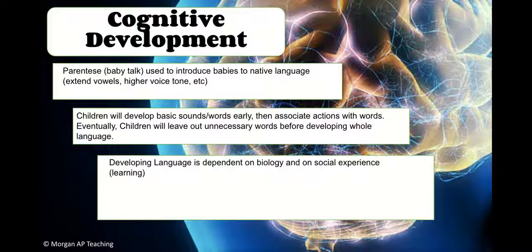Let's talk about cognitive development. So a little bit. Some of the things that we do as humans in terms of parenting, we may do automatically, but has some root in brain development, cognitive development. Parentese, as it's called, right? Baby talk. When talking to a baby, your voice gets higher, you extend your vowels. And this is used to introduce babies to native language, and it's actually a strategy to teach kids language.